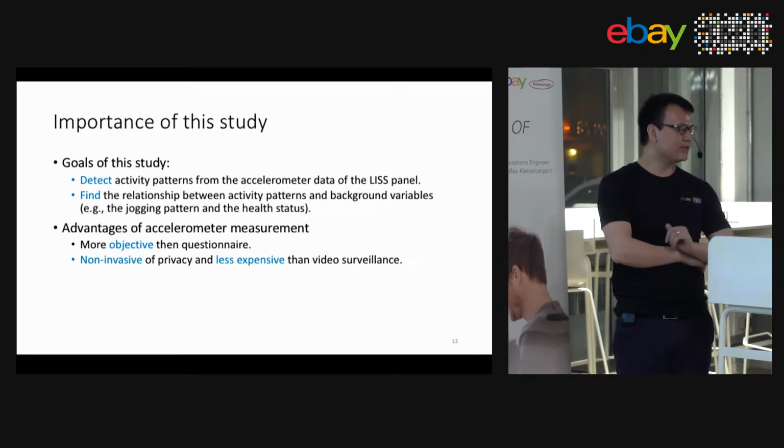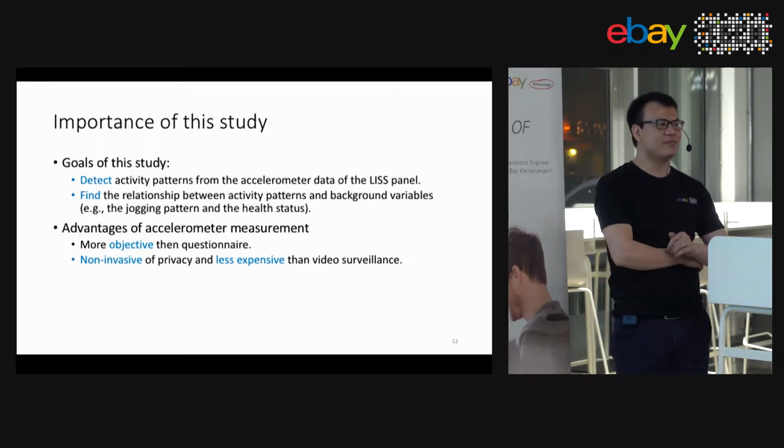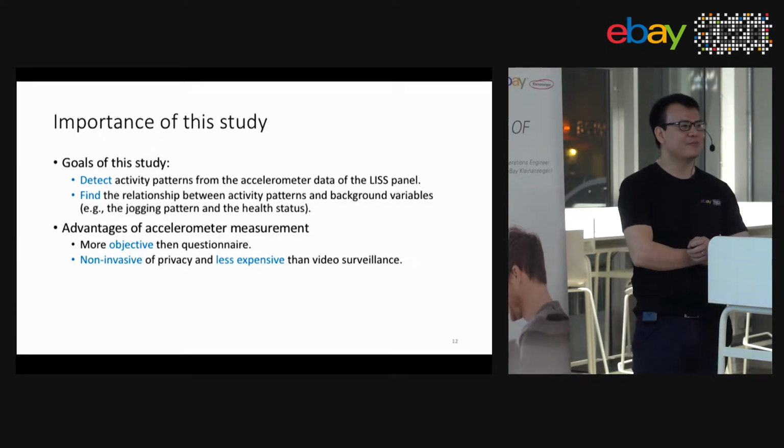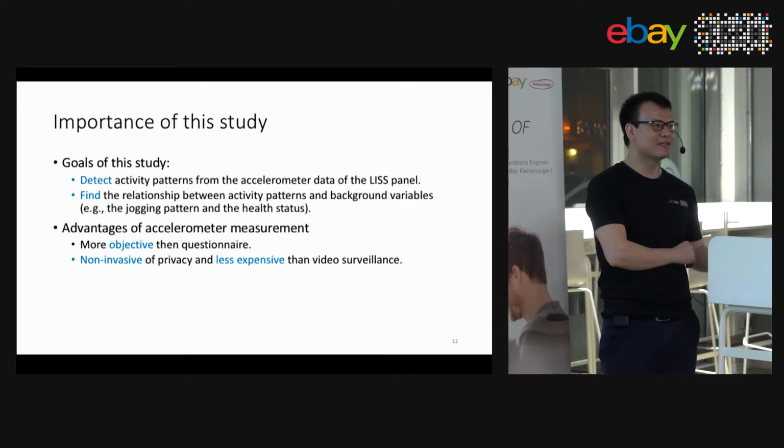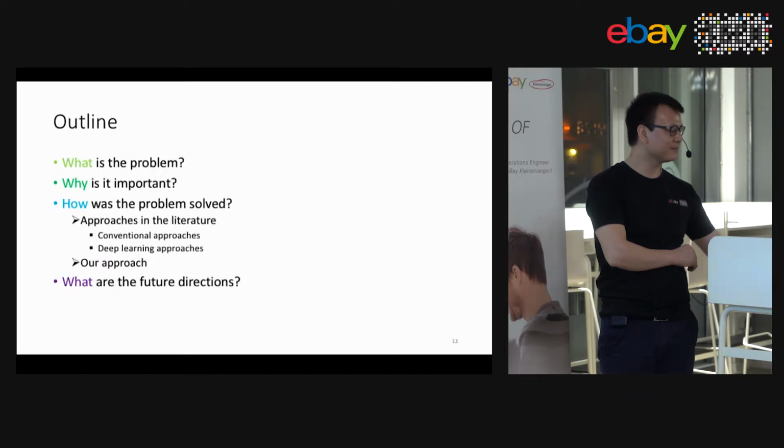Compared with the questionnaire, this kind of measurement is more objective. Because with a questionnaire, people may answer the questions subjectively, but measurement is objective. And compared with video surveillance, the accelerometer is less invasive in privacy, so people are willing to cooperate with this data collection. If it's video surveillance, it's very difficult to do that.